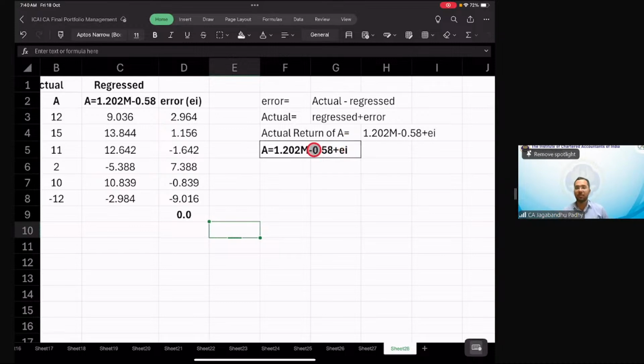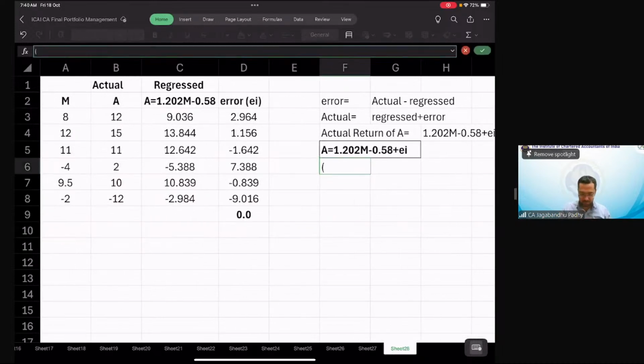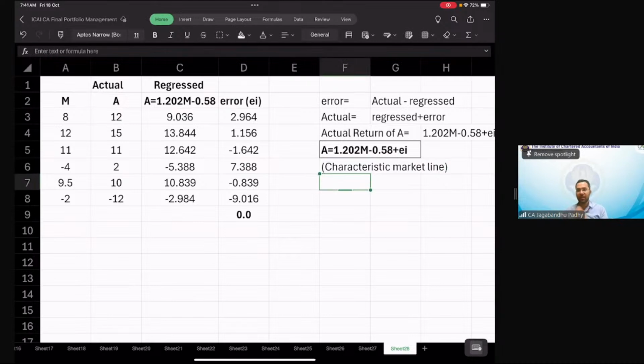How are we modeling this particular actual return of A? The actual return of A is 1.202 times the return of market minus 0.58 plus error term. This is the representative of the characteristic market line, the complete characteristic market line.